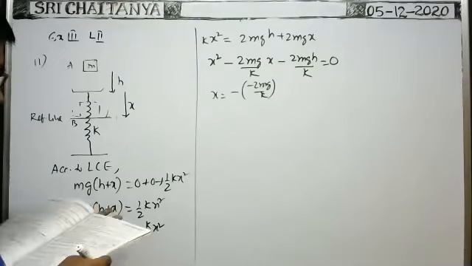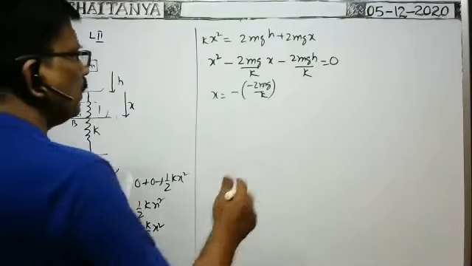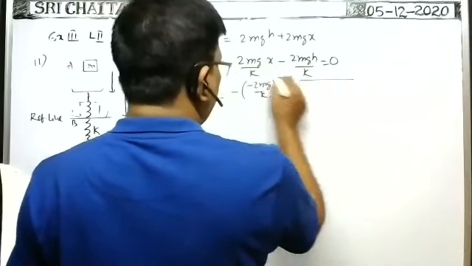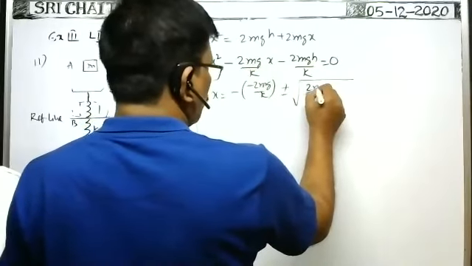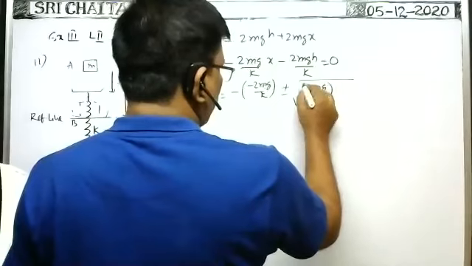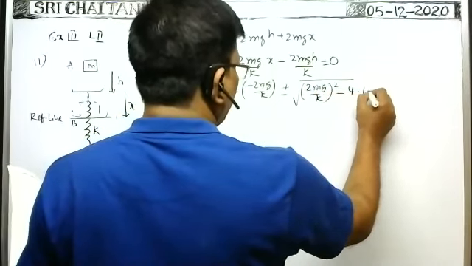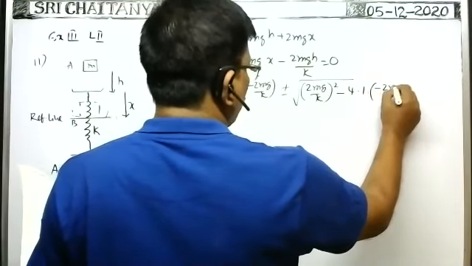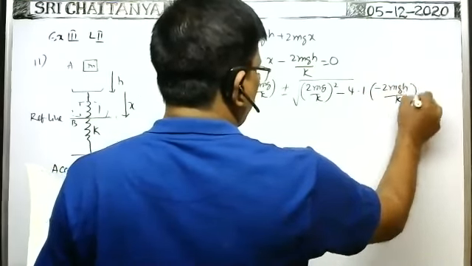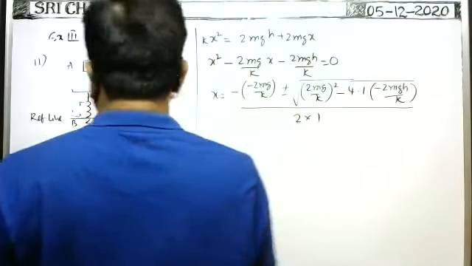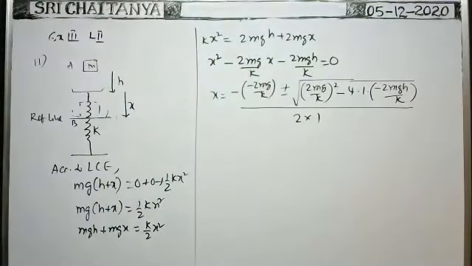So minus 2mg by k, what else comes, minus b plus or minus square root of b square. b square, we don't need to write minus here, 2mg by k whole square, b square minus 4ac. 4 into a means 1 into c means minus 2mg h by k, whole by 2a. 2 into a means 1, a means 1. Okay, next.